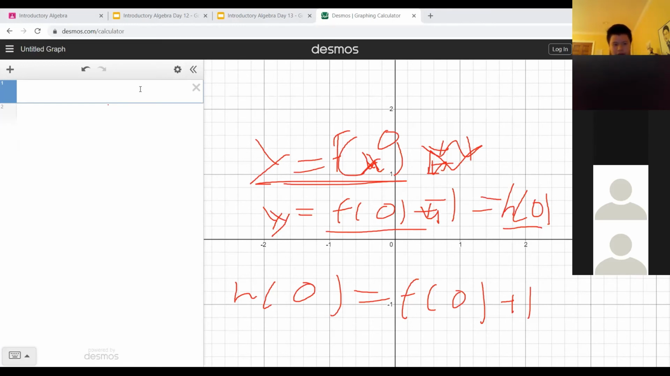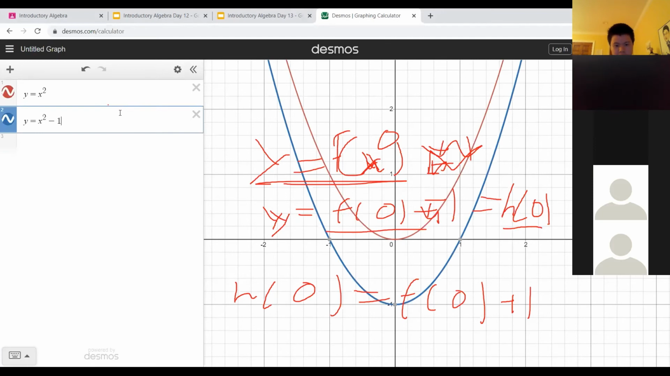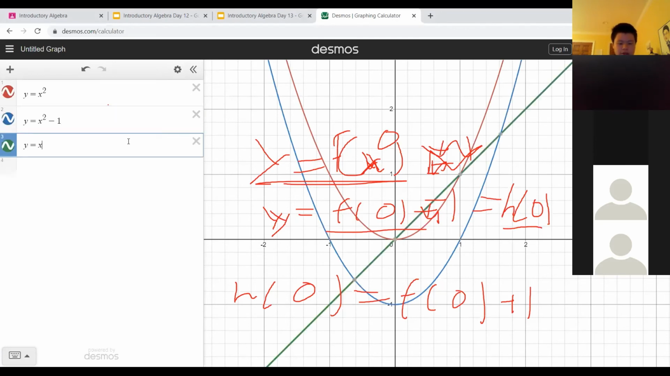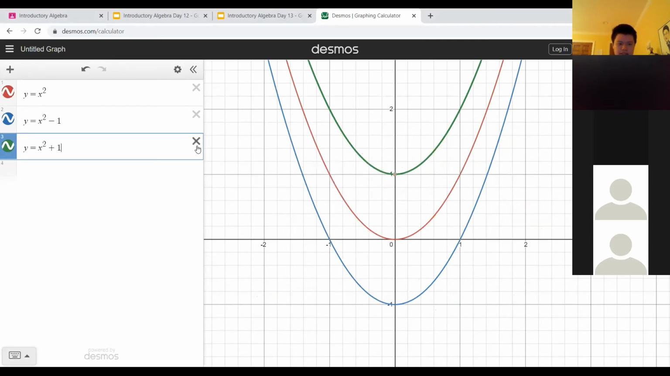So let me draw it out. x squared, the original f(x). Let's call this g(x). It's 1 below. y equals x squared plus 1. It's 1 above. So we've done additive transformations.